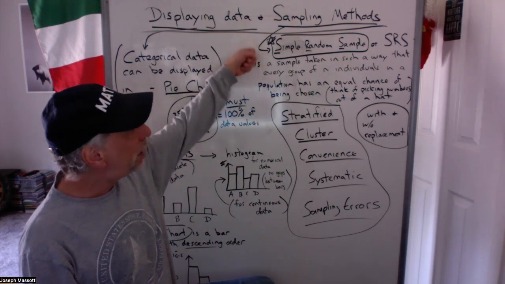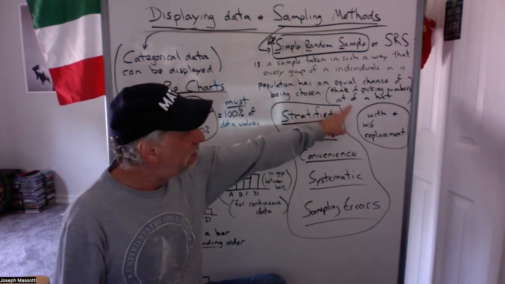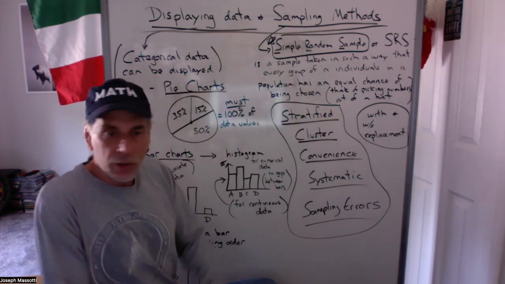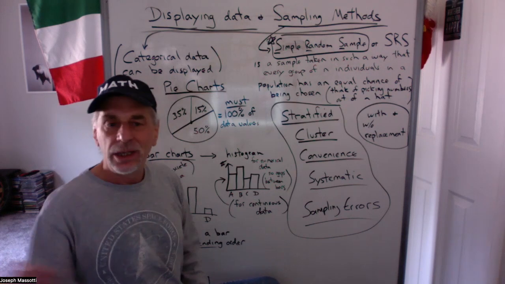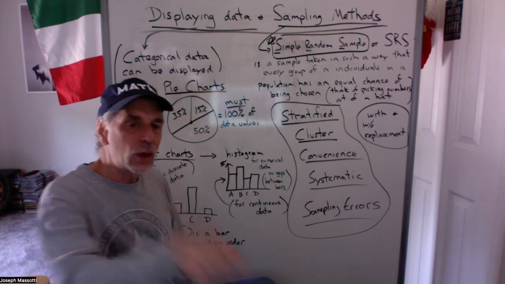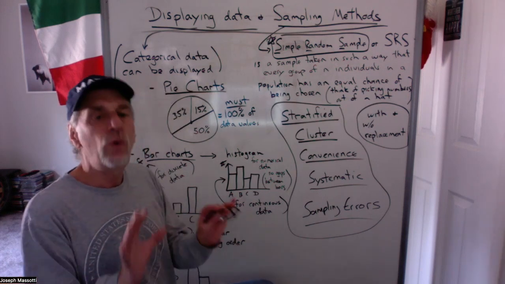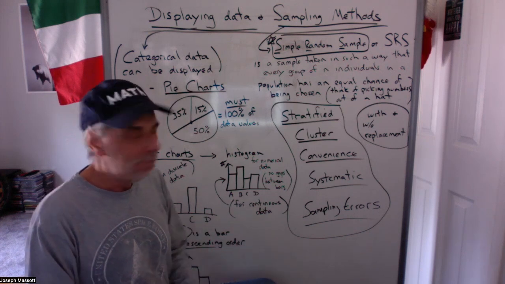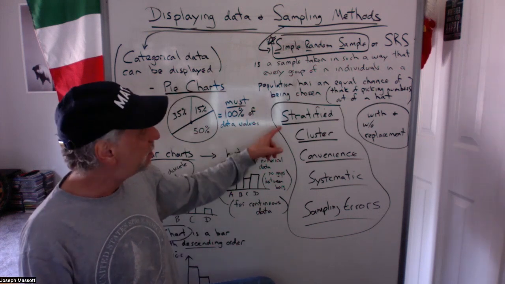Okay, that's the best way. That's the way we want to do it. Think of picking numbers out of a hat, right? Where there's no bias, there's no thoughts of mine going into who gets picked. It's completely random, simple random sample. Okay, so other types of samples.